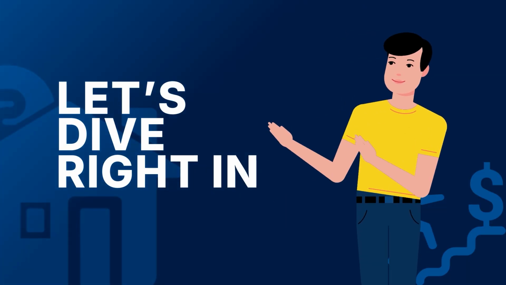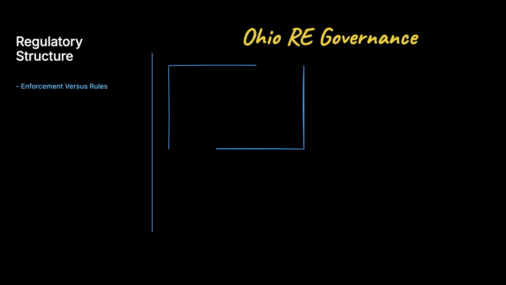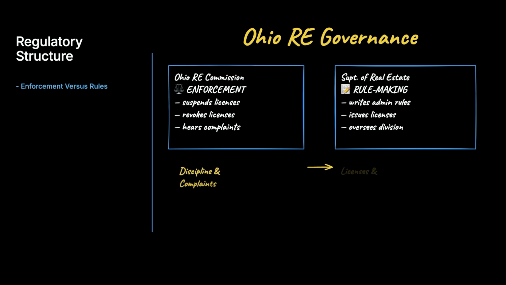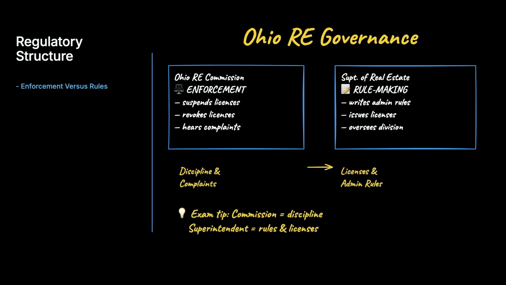So let's get started. Let's start with how Ohio governs the real estate profession, because who holds which power is tested directly. Ohio uses a layered structure, and the exam loves asking which body does what. The most important idea is the split between enforcement and rulemaking. See that split clearly and questions become easy points.